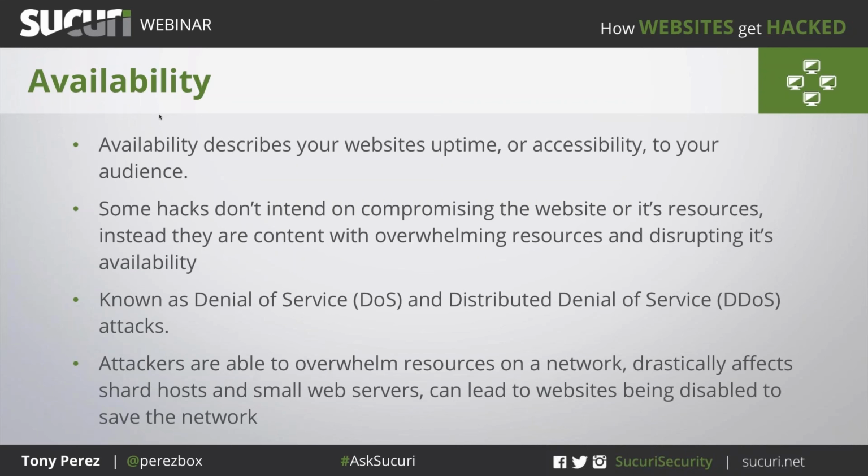When we're looking at availability attacks, what we're talking about is, I could care less about your audience, and I could care less about doing anything in your environment. I just want to make sure that your site is not available. And I will blackmail you, force you to pay me some ransom, and continue to attack your site and overwhelm your resources. And in some instances, it's not that complicated.